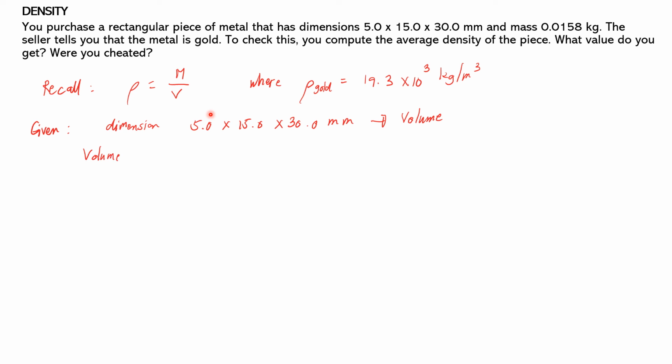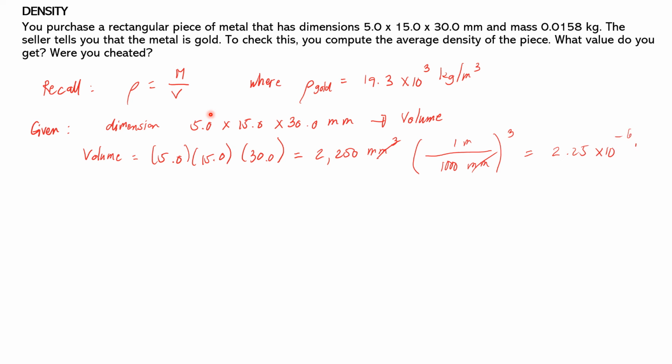Next, the volume is calculated by 5 times 15 times 30 millimeters, and that is equal to 2,250 cubic millimeters. And since this is in cubic millimeters, we need to convert this into cubic meters, and that is equal to 2.25 times 10 to the negative 6 cubic meter. For the mass, that is equal to 0.0158 kilogram. So let's try to solve this.